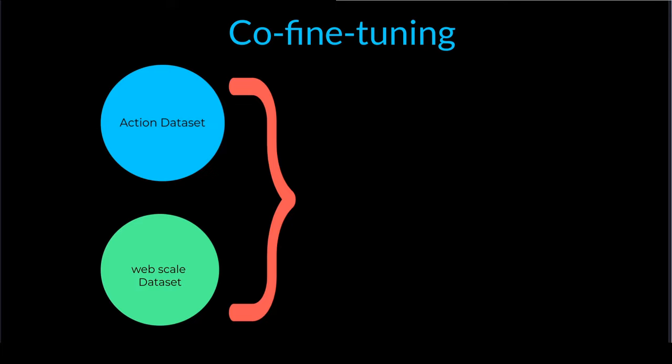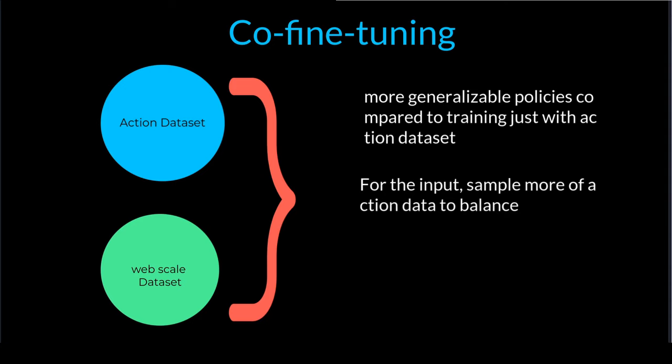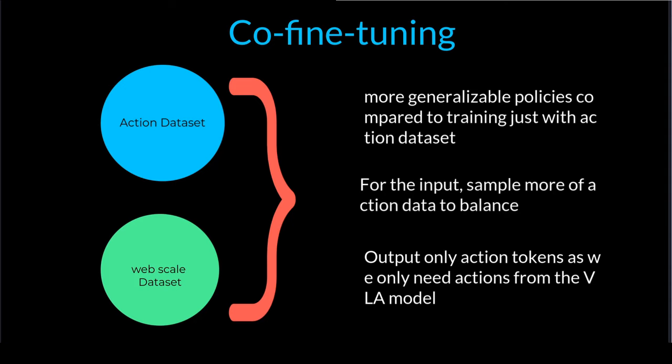It seems to perform far better than just fine-tuning with the action dataset, and also seems to generate more generalizable policies compared to training just with the action dataset. Because the action data will be small compared to the web-scale data, they do a weighted sampling so that there are many more action data points in comparison to the web-scale data. They also impose an additional constraint on the model to output only the action tokens and not any other tokens like the standard language models, because this is now a vision language action model and we only need action outputs from it.